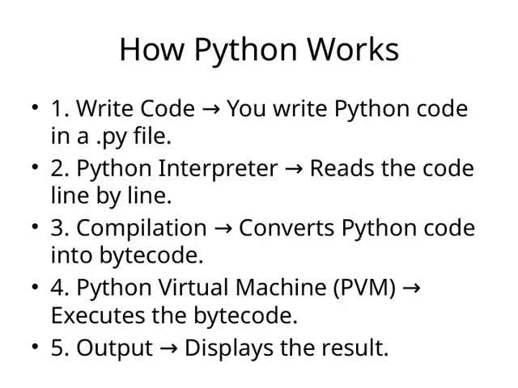Think of this as a more optimized, intermediate form of your code that's easier for Python to work with. Then, this bytecode is handed over to the Python virtual machine, or PVM, which is basically the engine that executes the bytecode. It processes the instructions and performs the actions you've specified. Finally, the output appears, whether that's a print statement, a calculation result, or some other output.